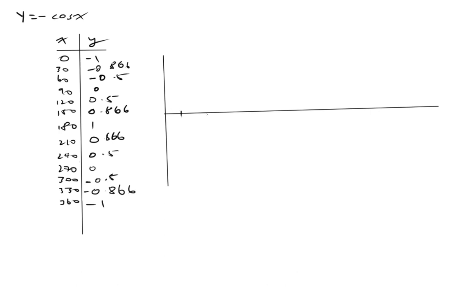So we're going to have 1 here, this is 30, 60, 90, 120, 150, 180, 210, 240, 270, 300, 330, 360. So using these, we're going to plug these points in. So there's 0, -1, so we have -1 out here and 1 up here. So we're going to start down here. Then we're going to have 30 around here, around negative 0.5 around here. So just plugging in all the points.